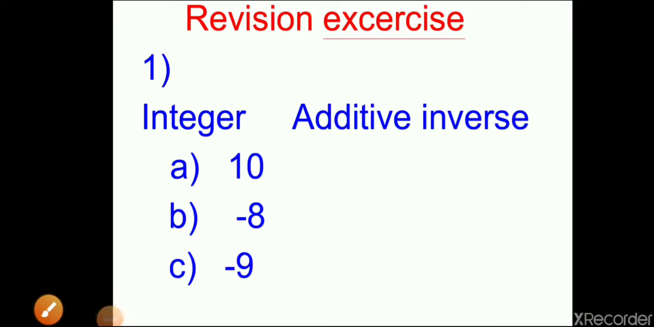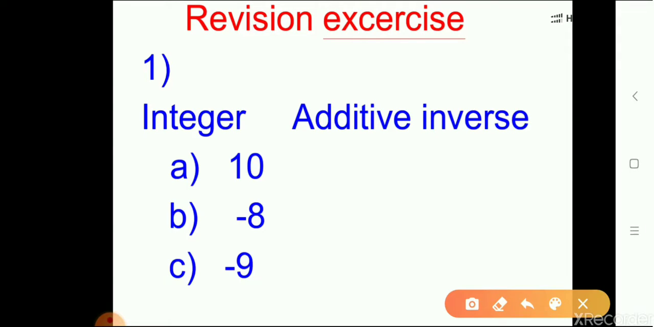Students, let us do some questions to revise our concept. Here we are given an integer and we have to write down the additive inverse. What will be the additive inverse of 10? It will be minus 10, because 10 and minus 10 on adding give us 0. Also, the additive inverse of minus 8 will be plus 8. The additive inverse of minus 9 will be plus 9. Understood? So whenever we add an integer and its additive inverse, we get the answer 0. Using this concept, you can find the additive inverse.